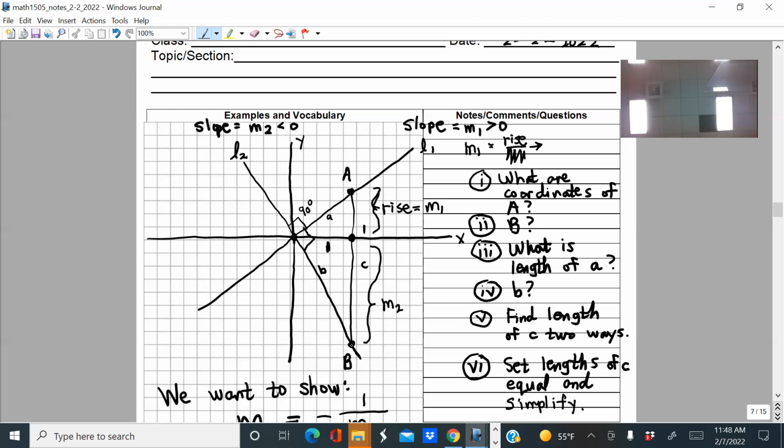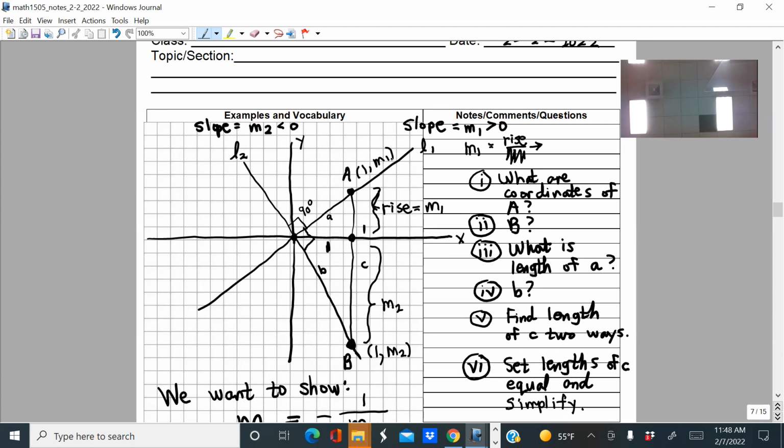So what does that mean the coordinates of this point are? Right here, the point B. What's its x coordinate? 1. What's its y coordinate? M2, right, sure. Because this length is M2, right? What are the coordinates of this point A? 1 and M1. All right, now we're in business here.